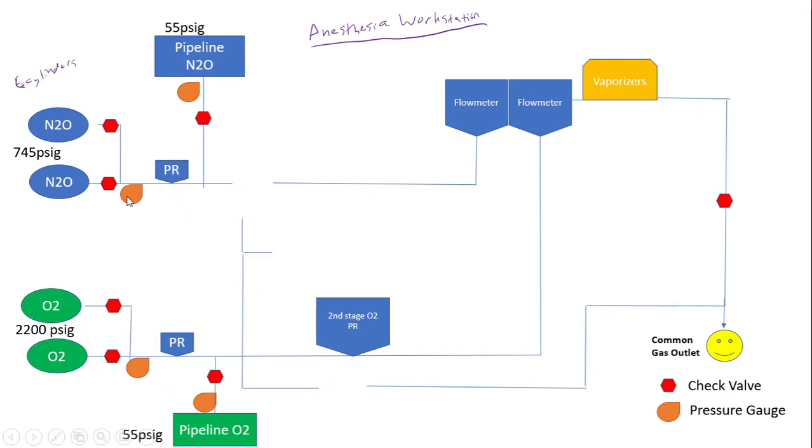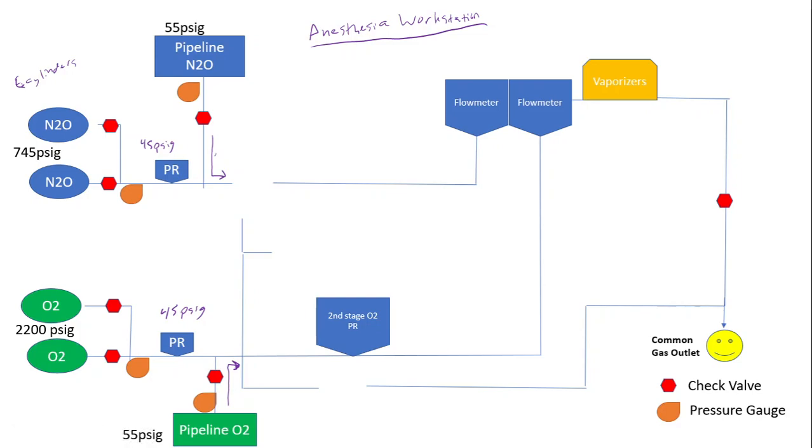So our pressure regulators decrease our E-cylinder pressure down to 45 psig, both in our oxygen source and in our nitrous oxide source. So what does that mean? That means that now our pipeline sources are 10 psi higher than our E-cylinder sources. So that means our pipeline sources are going to be preferenced over our E-cylinder sources. If there is a leak or if there is a low supply of oxygen, then our pressure is going to be lower than our 45 psig, and from that, our E-cylinder pressure will kick in.